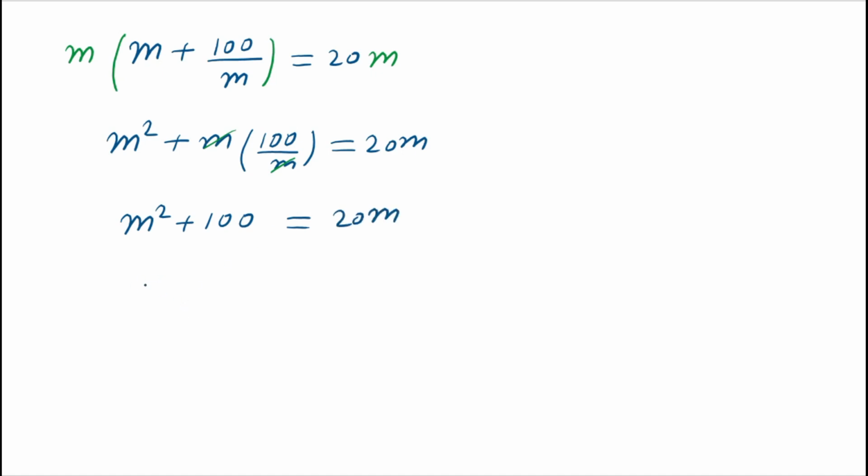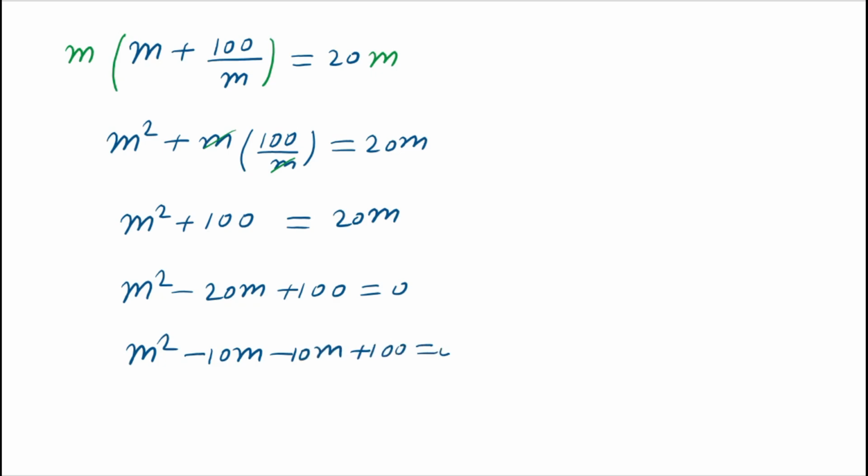Now if we take all the expressions to the same side, m squared minus 20m plus 100 equals 0. This expression is factorizable. So first we want to factor this quadratic equation. m squared minus 20m is m squared minus 10m minus 10m plus 100, and this equals 0.